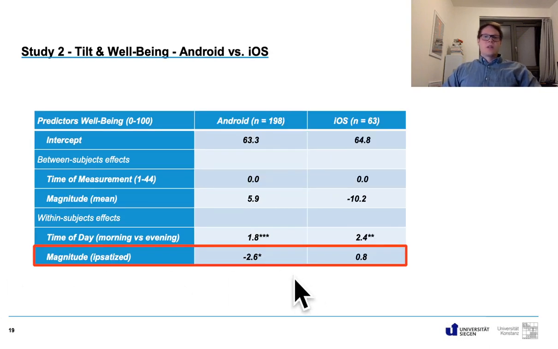In the second study, however, we only found this effect for Android smartphones, not for iPhones. So there seemed to be a difference of the data or the association for Android and iOS smartphones or smartphone users. And I will give a bit more detail on that now as well.